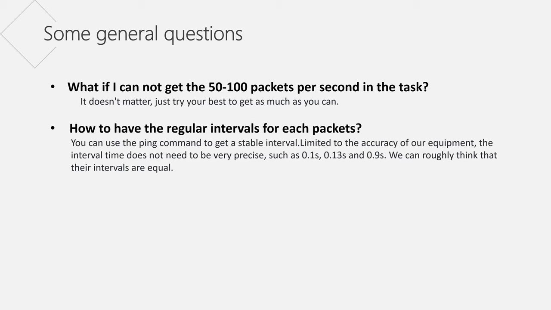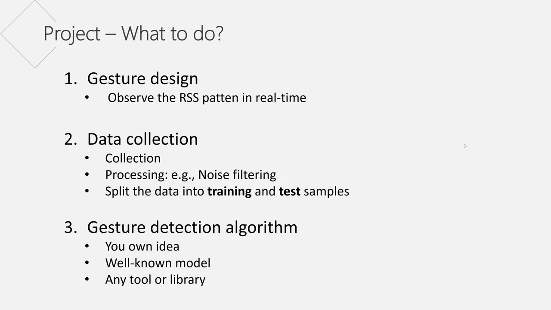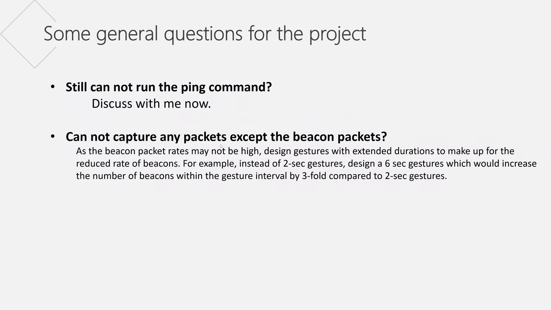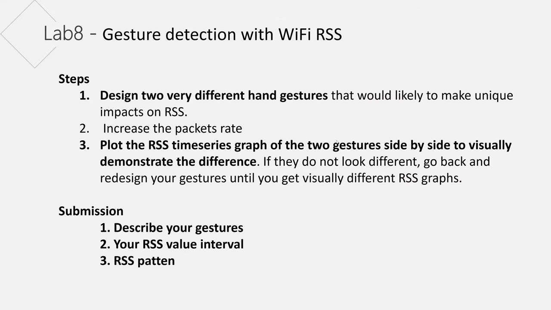What if hand gestures don't seem to have any effect on RSS? Yeah, maybe we can skip to there. Cannot capture any packet except the beacon packets. Oh, sorry, I didn't have this question here. But if your RSS value remains the same no matter what you did, maybe you should try using a metal board to cover your receiver. Do you know what I mean? Put a metal board in the middle, or cover the receiver with it. Then you can observe the difference to make sure the RSS value is working.